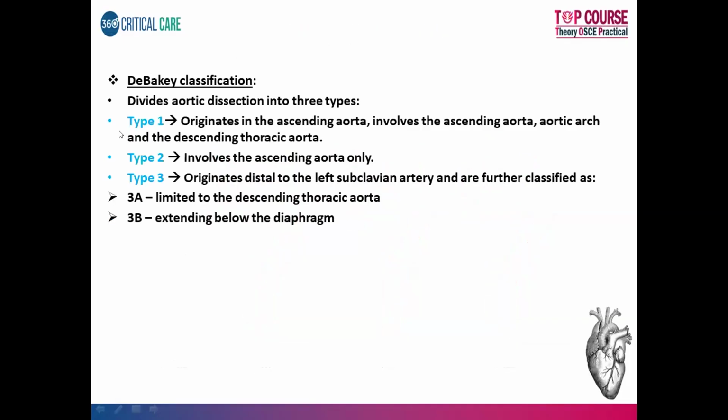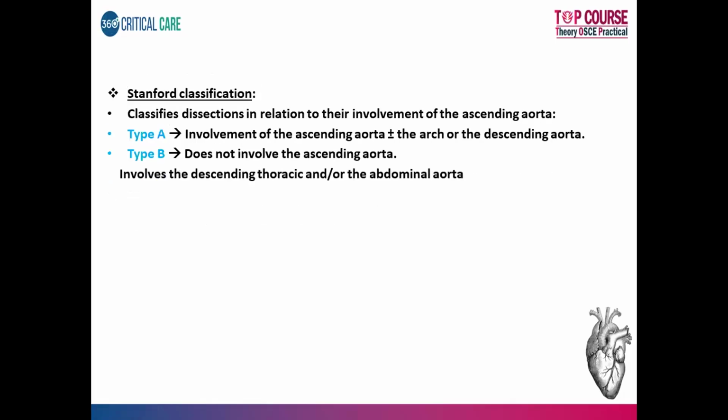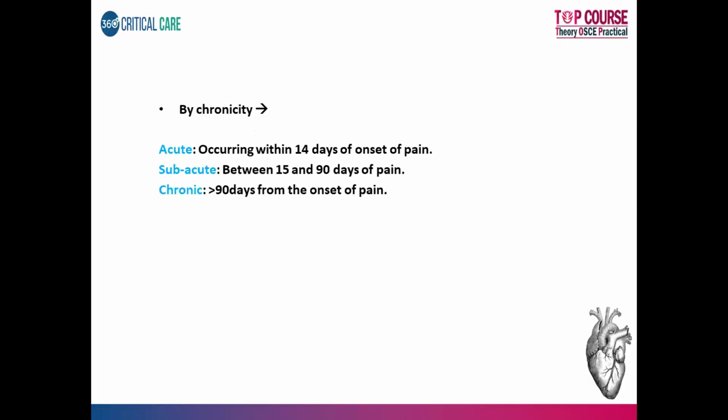So this is what I told, DeBakey type 1, type 2, type 3. And in type 3, you have 2 things. As I told, it originates distal to the left subclavian artery. And type 3A is only limited to the descending thoracic aorta, whereas type 3B also extends below the diaphragm involving the abdominal aorta. Stanford, as we have already discussed.